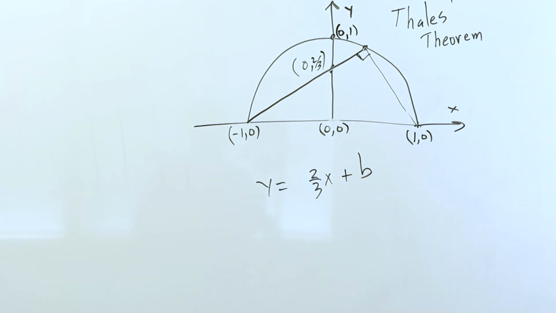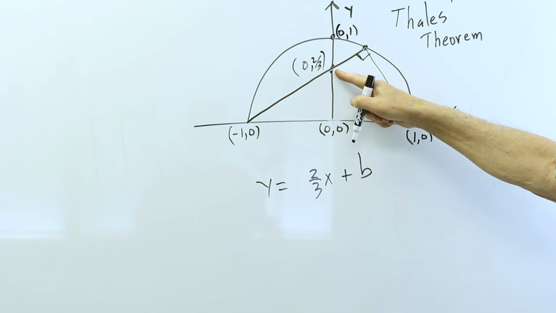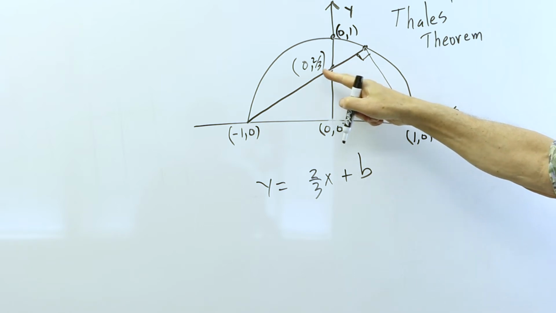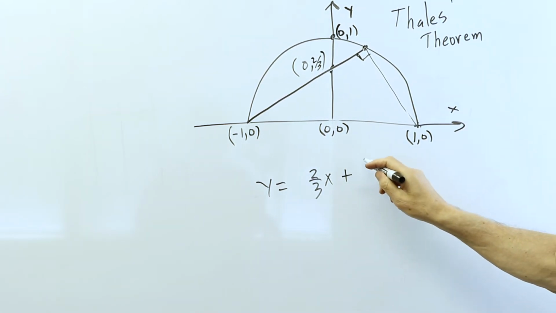And the y-intercept is where the line crosses the y-axis. It also crosses at 2/3 because this is the point (0, 2/3). So we end up with the equation of the line y equals 2/3 x plus 2/3.